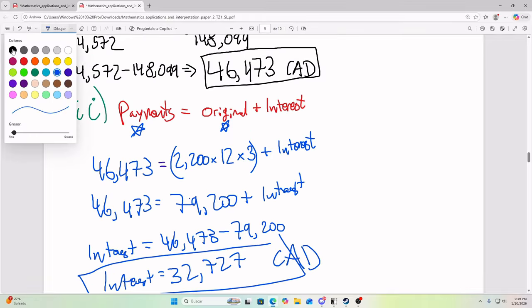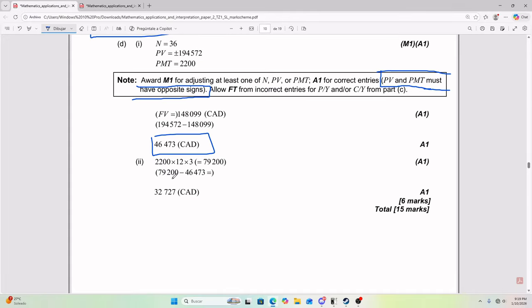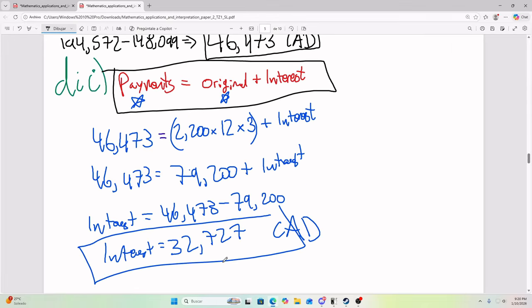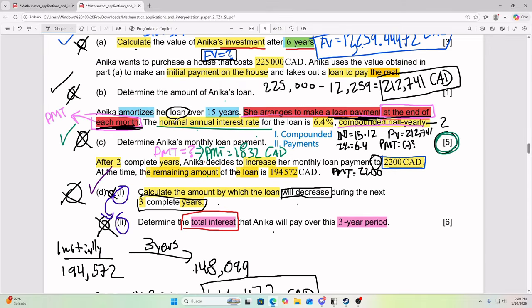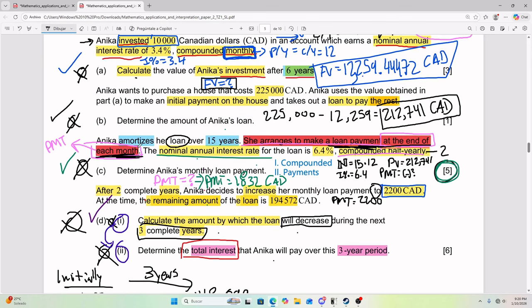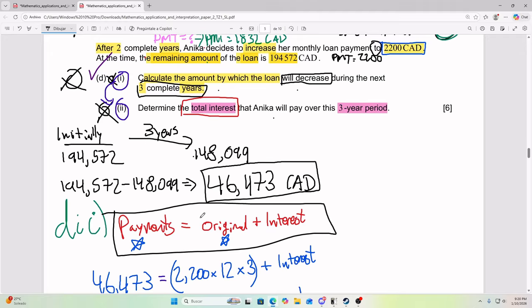The expression, or the intuition, comes from all the way over here. As you can see, you did have to do the 79,200 minus the 46,473, so you end up with this 32,727 CAD here. I know that I ended up flipping these, but again, I'm applying the context much like I did earlier, where I got a negative FV for part C, I think part DI. Just applying context is important always, especially for these where you end up mixing the positives and negatives. It happens all the time.